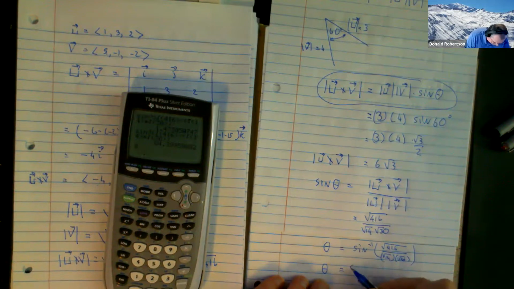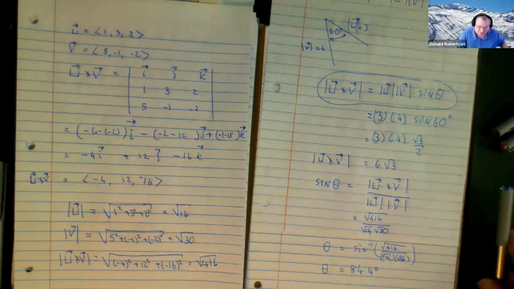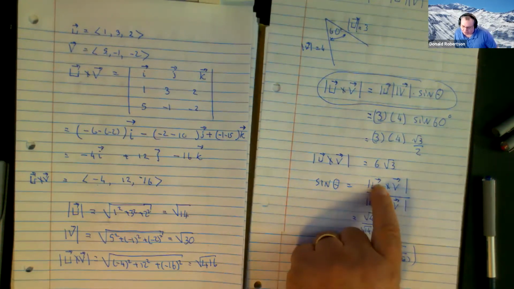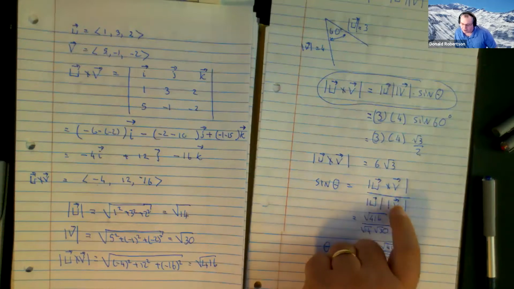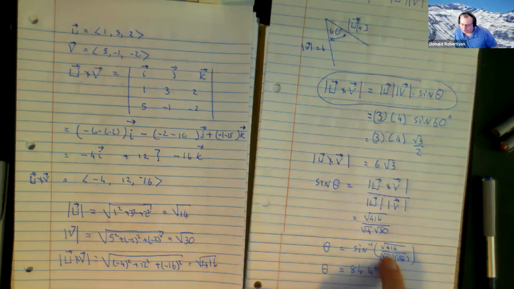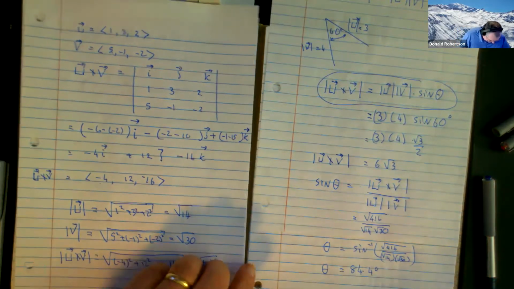So there is an indirect use of the cross product. If you find the magnitude of the cross product and you divide it by the lengths of u and v, that expression will allow you to find the missing angle.